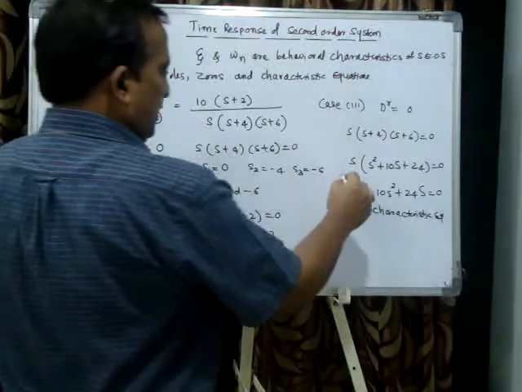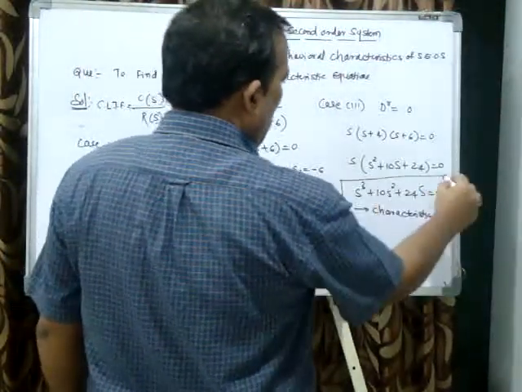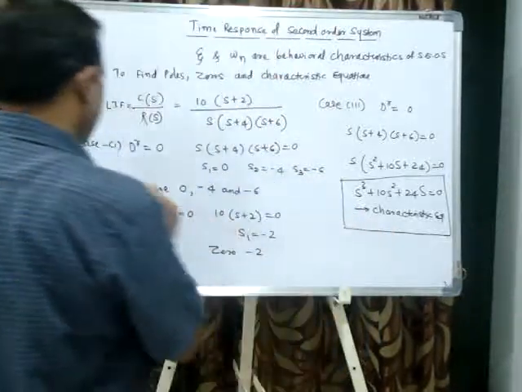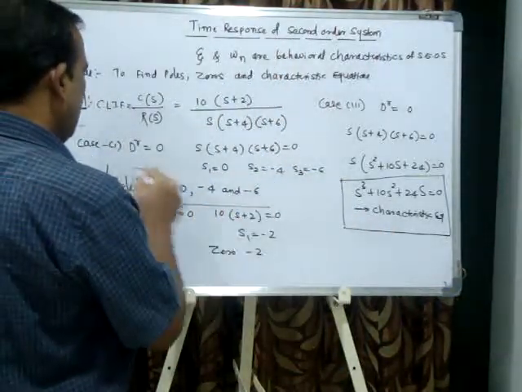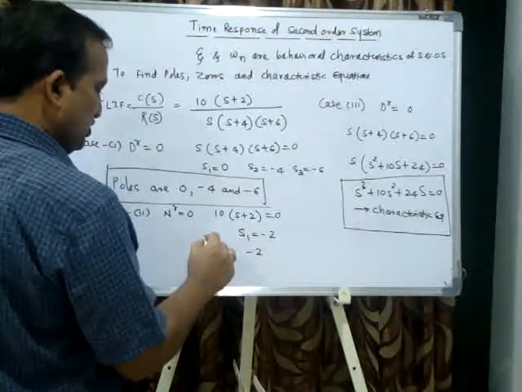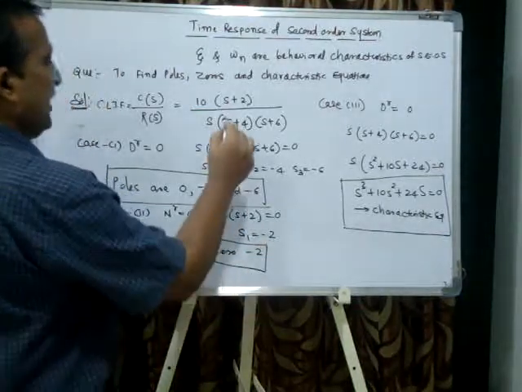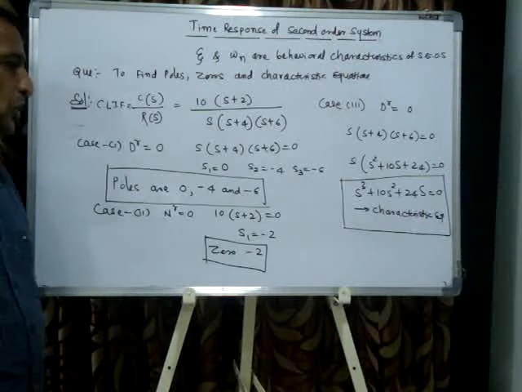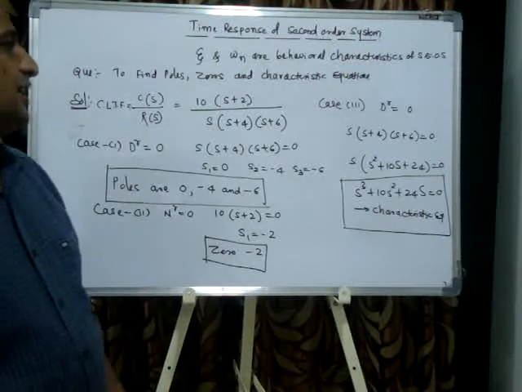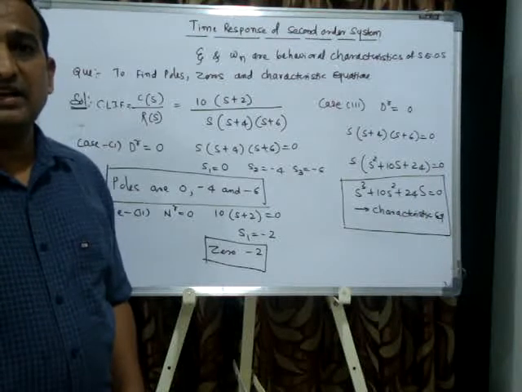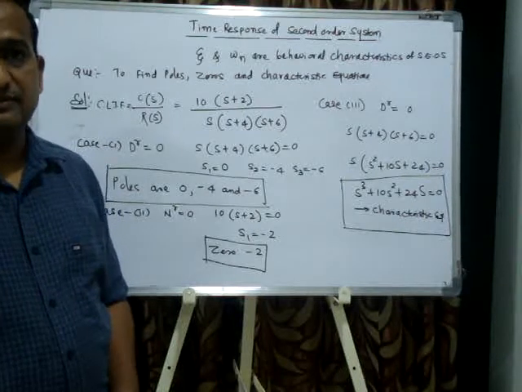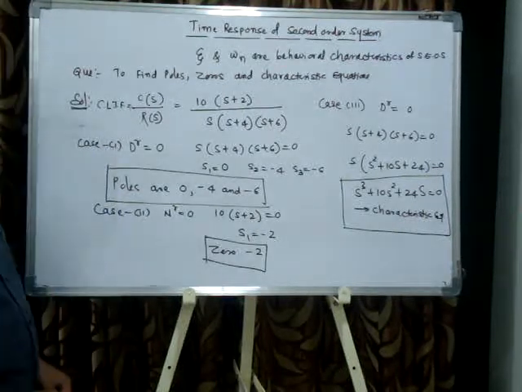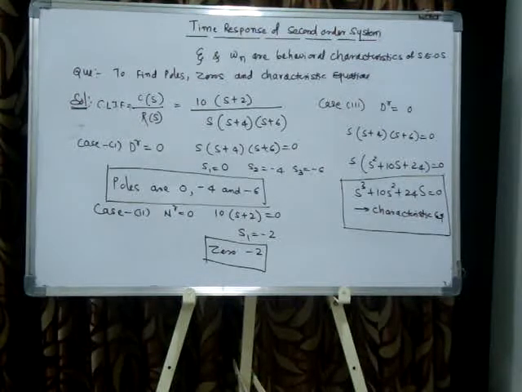So quickly we came to know how to find the poles and how to find the zeros from the above transfer function. This is a method to find the poles, zeros and characteristic equation from any given transfer function. I hope you understood how to find the poles and zeros.